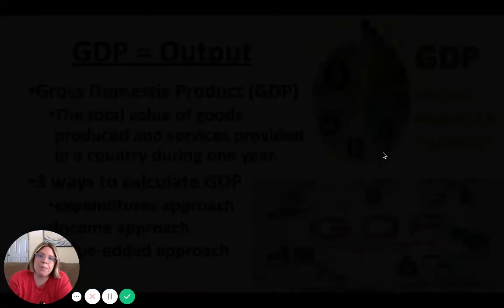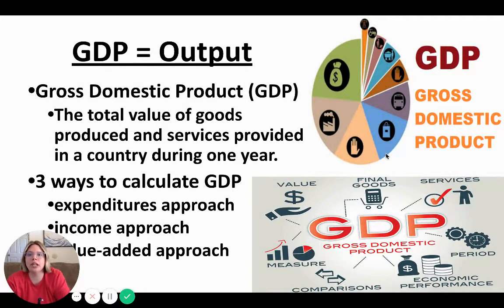Okay, GDP. So GDP will probably appear on the exam in some form or another. Just remember that GDP is basically equal to output. It's just another way of saying GDP, or gross domestic product. That's what it stands for. It's the total value of goods and services produced in a country during 1 year, in a given year, basically. And there's three ways we calculate GDP. There's the Expenditures Approach. That's the one you're most familiar with. That's the C plus I plus G plus XN.